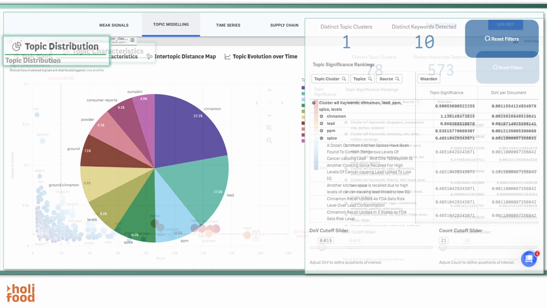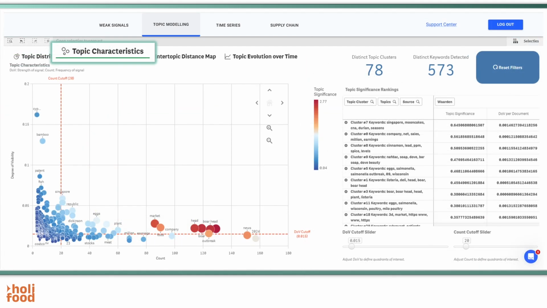Let's look at topic characteristics. This tab provides deeper contextual understanding. Terms are plotted along 2 critical dimensions: frequency of appearance and interconnectedness or impact. The count, or the number of terms appearing in a topic, and the degree of visibility thresholds help isolate borderline cases that often signal emerging risks.